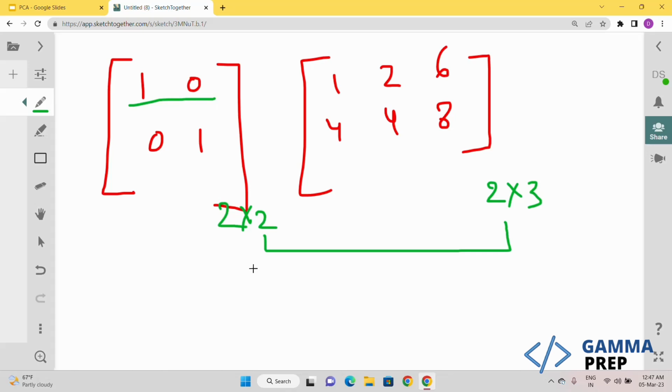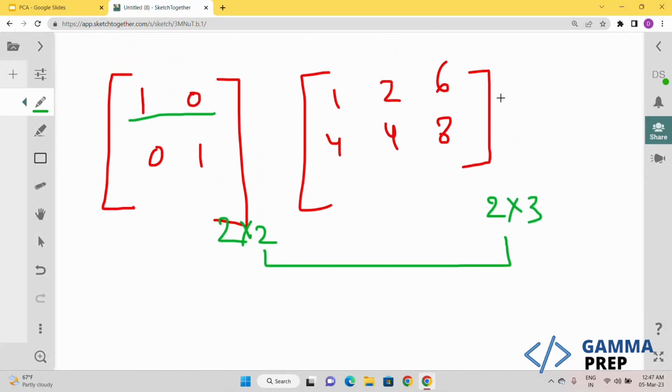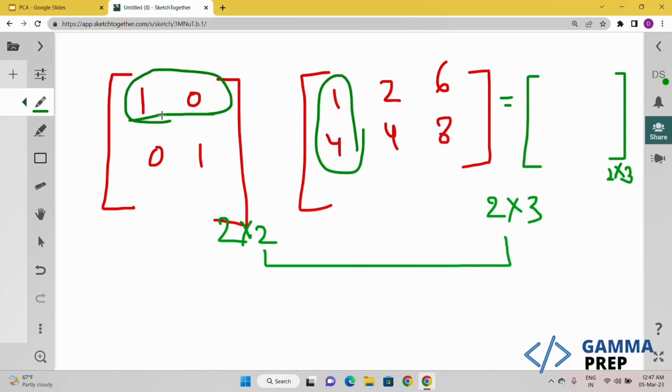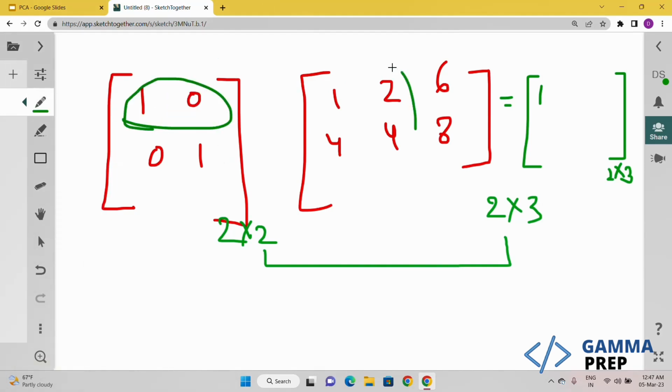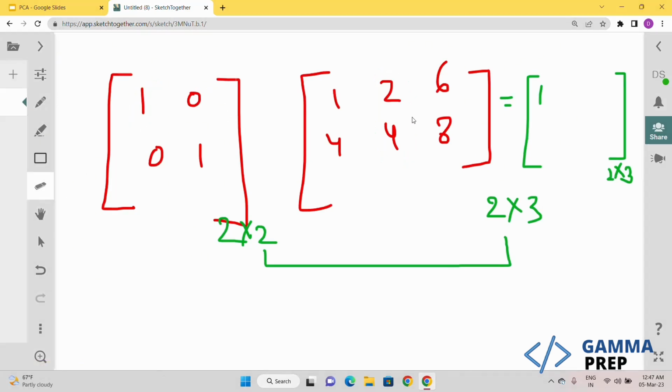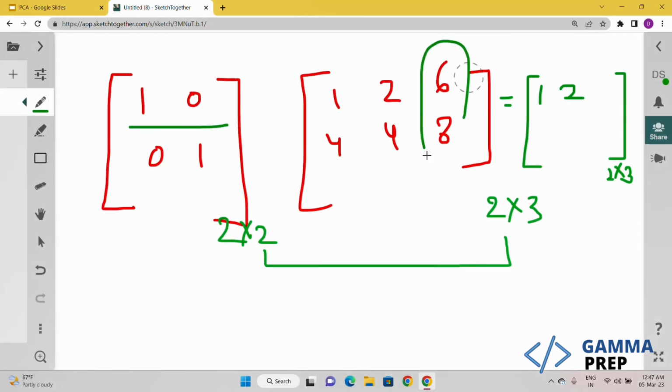So we'll have a 2 cross 3 matrix. You take the first row and the first column and multiply the corresponding elements, which is 1 into 1 plus 0 into 4, so it becomes 1. For the next element in the first row, you take the first row and the second column. So 1 into 2 plus 0 into 4, so it becomes 2. Then for the next element in the same row, you take the first row and the last column. So 1 into 6 plus 0 into 8, which is 6.